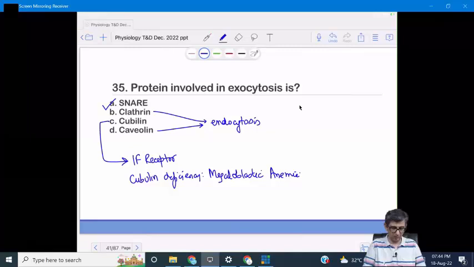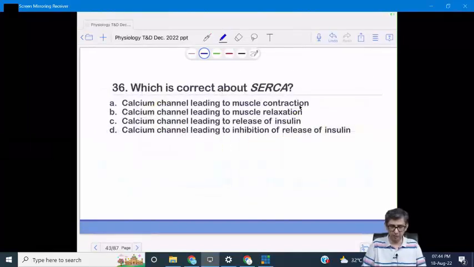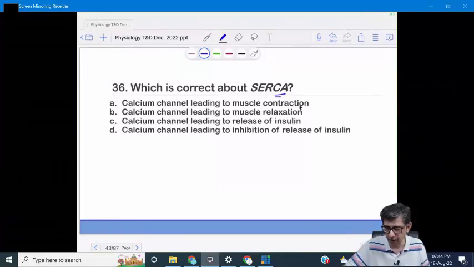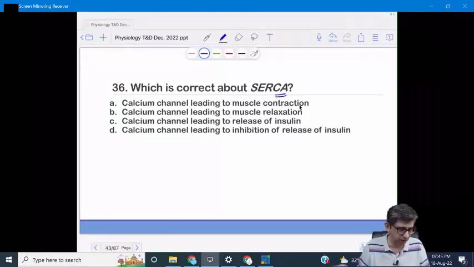Okay, we started with 35, we move to 36. Which of the following is correct about SERCA? SERCA, as the name suggests, would be related to smooth endoplasmic reticulum, and it would be related to calcium. I mean, the Ca in SERCA would stand for calcium. So what we are talking about here, and what I say next will give the answer also, so I'll be waiting for you to comment here again.